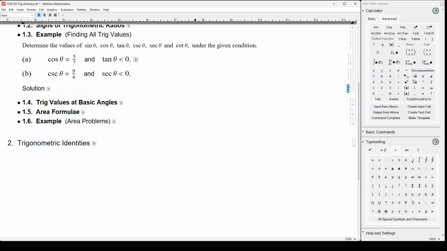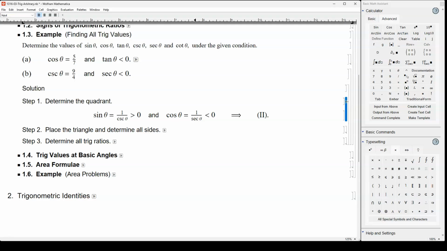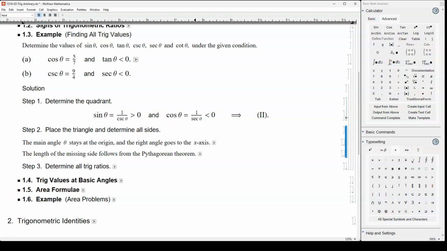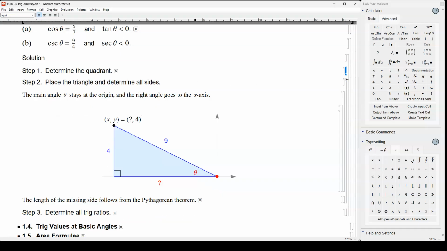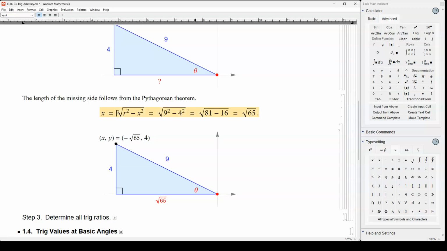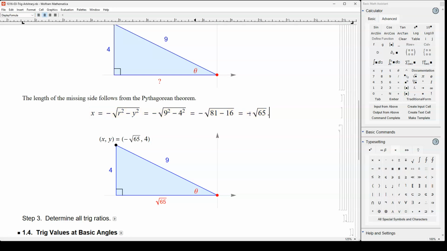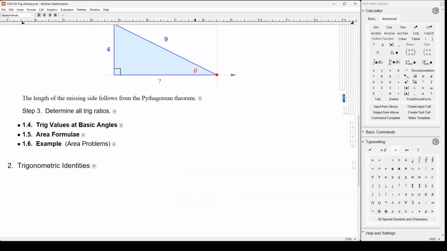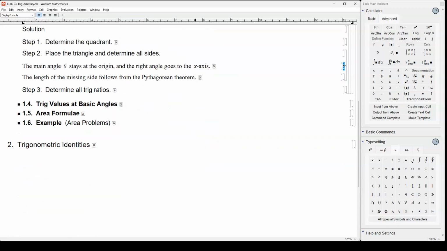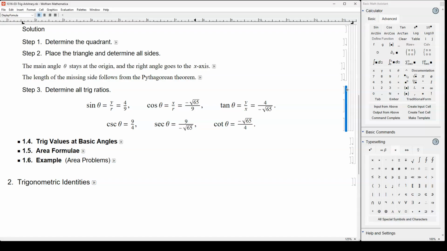Same for the second problem. Determine the quadrant. Draw the picture, and then determine the horizontal x. Again, I'm missing... Okay, some further typos. Okay, all right, it's all there now, all corrected. So we have all those x, y, and r values. And therefore, we have all the trig ratios accordingly.